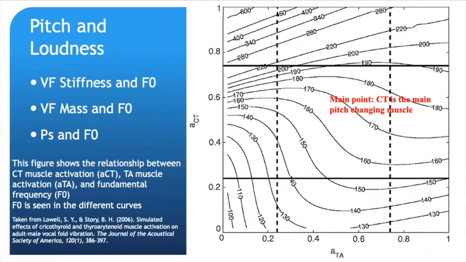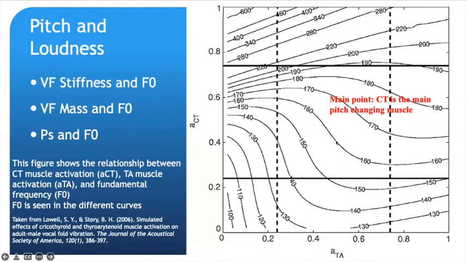This figure shows the relationship between CT muscle activation and TA muscle activation and fundamental frequency. Each of these lines is a particular fundamental frequency. So here's 100 hertz, 110 hertz, 120 hertz, 130 hertz, 140 hertz, 150, 160, 170, and so on. And here we have percentages of activation of the CT muscle and percentages of activation of the TA muscle. For example, here would be 100% activation of the TA, here would be 100% activation of the CT. If we're looking at 50-50, so 50% activation of the TA and 50% activation of the CT, it would be something close-ish to about 160 hertz.